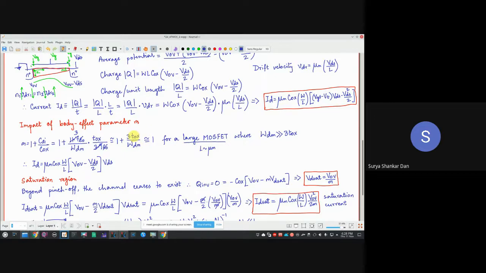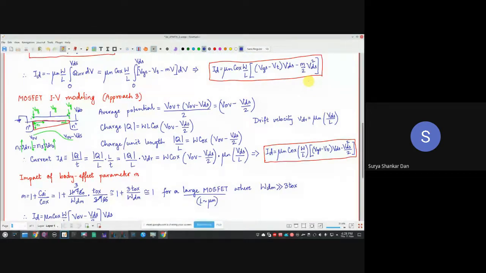TOX, however, still remains in nanometers. So nanometer by micrometer, that is negligible with respect to 1. So for large MOSFETs, that means microelectronics, micro scale, basically, this is valid, and as a consequence, this is the relation which you know. So in your VLSI design, in your analog IC design, you will probably be using this itself. But in advanced VLSI design, I'm often going to take into account this small m.